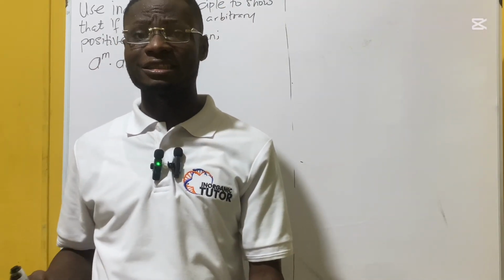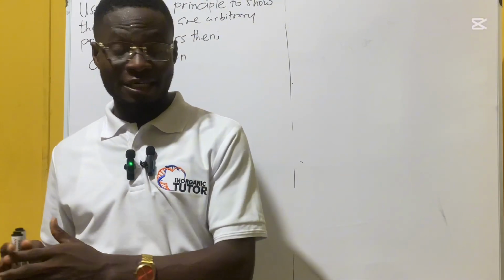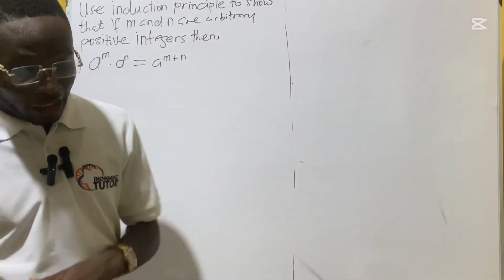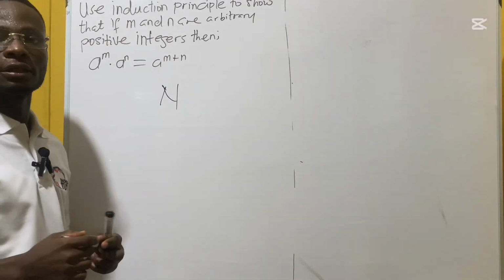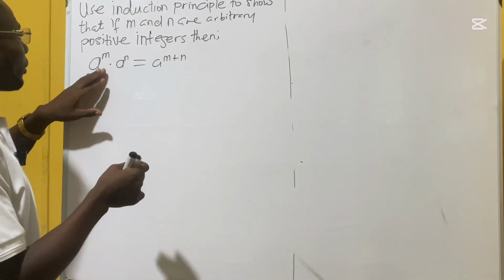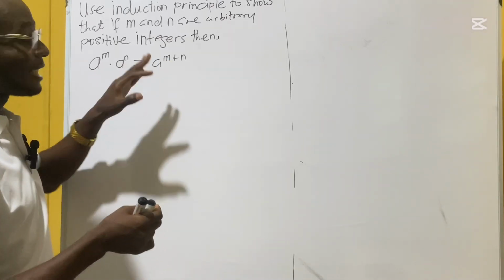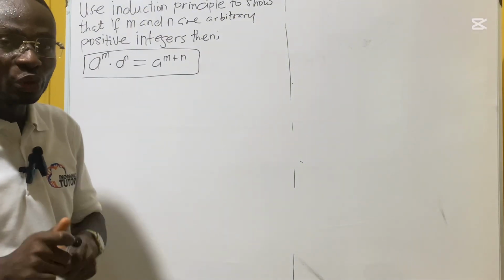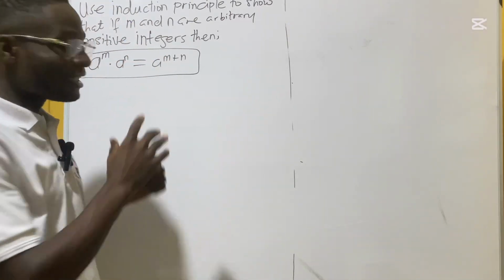Okay, so mathematical induction is a technique that we use to establish the truth of an infinite sequence of mathematical statements, typically for all natural numbers, that is the n. Okay, so we want to prove this. We have a^m · a^n is equal to a^(m+n). And according to indices, we know that this is valid. But we want to use the mathematical induction principle to really show that indeed this is true.